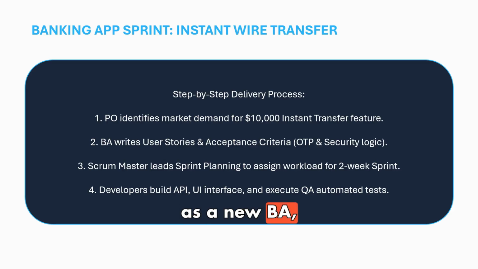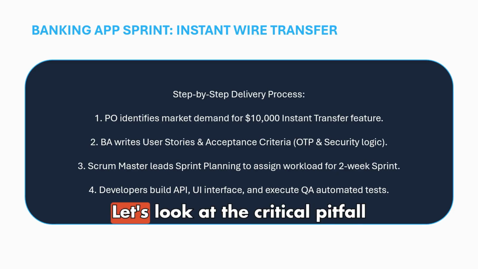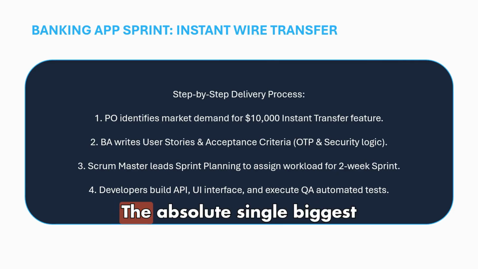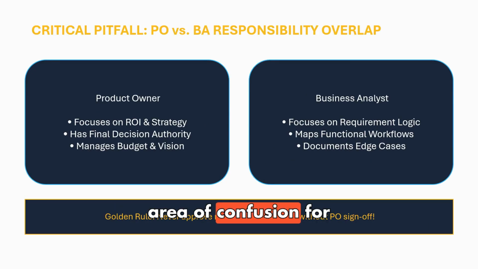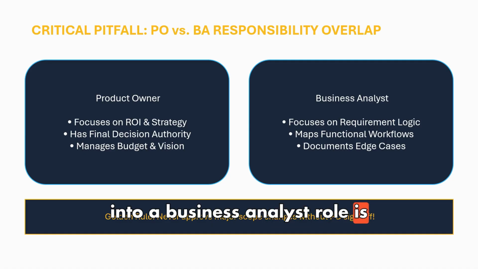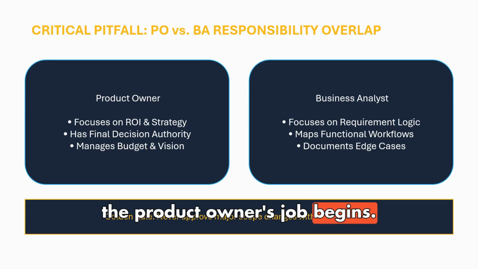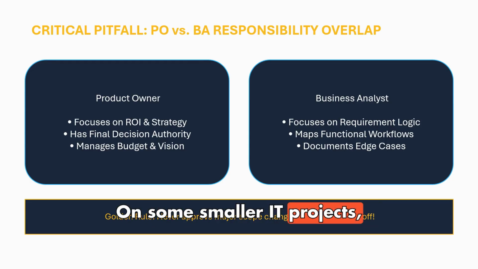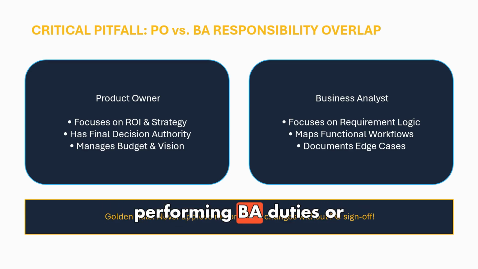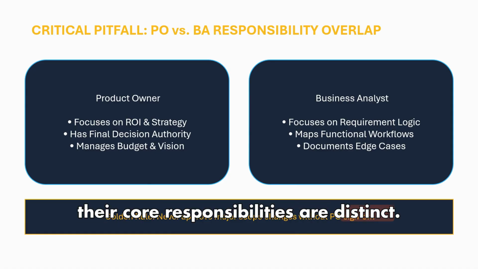However, as a new BA, you will often find overlapping lines between your job and the product owner's job. Let's look at the critical pitfall you must avoid. The absolute single biggest area of confusion for non-IT professionals transitioning into a business analyst role is understanding where the BA's job ends and the product owner's job begins. On some smaller IT projects, you might see a product owner performing BA duties or a business analyst acting as a proxy product owner. But in pure Scrum theory and structured corporate environments, their core responsibilities are distinct.